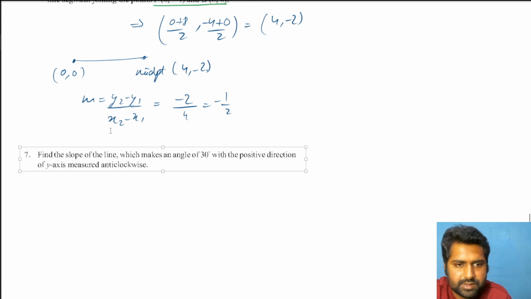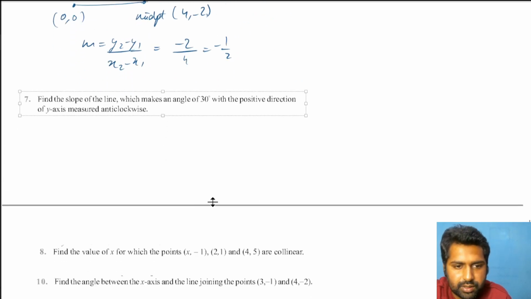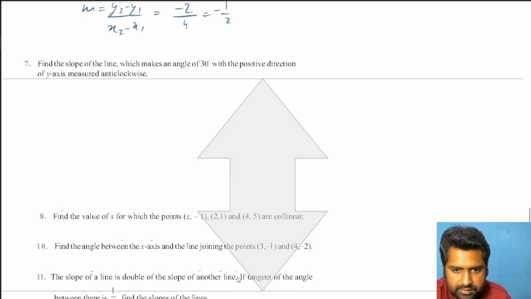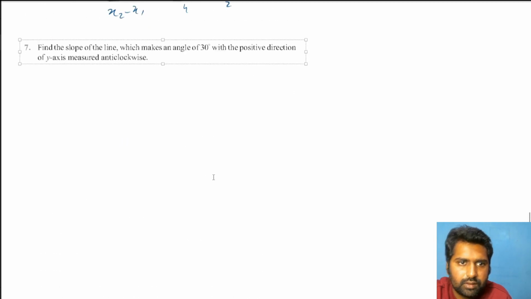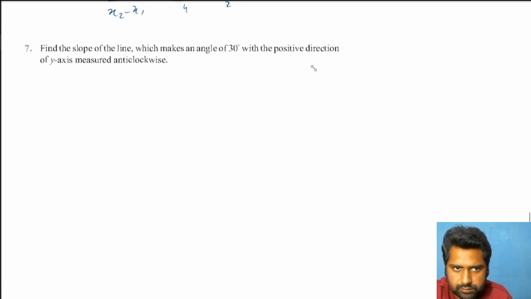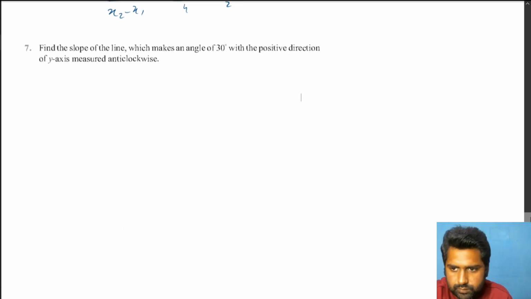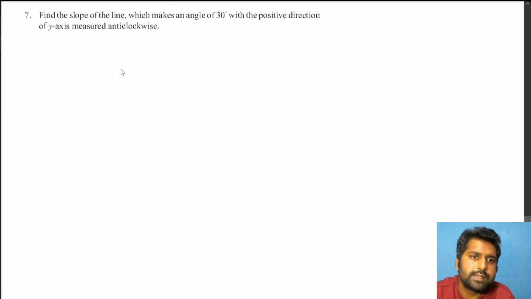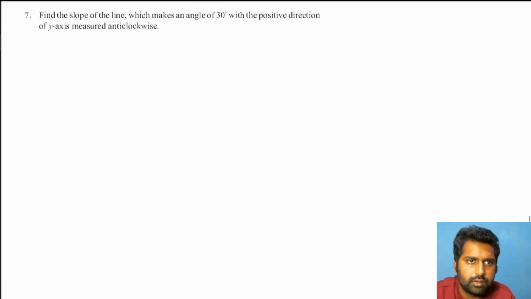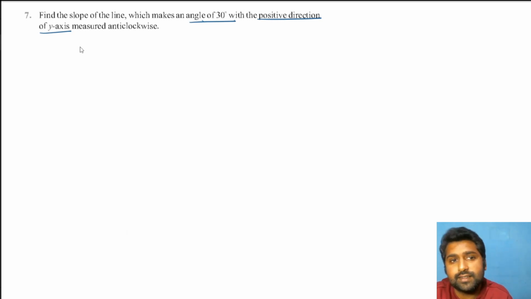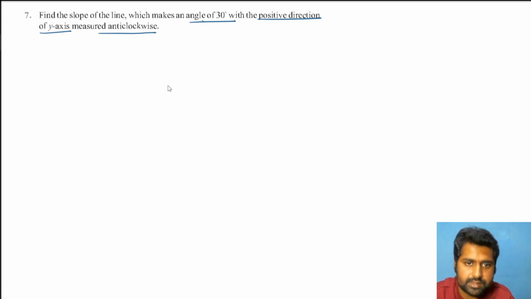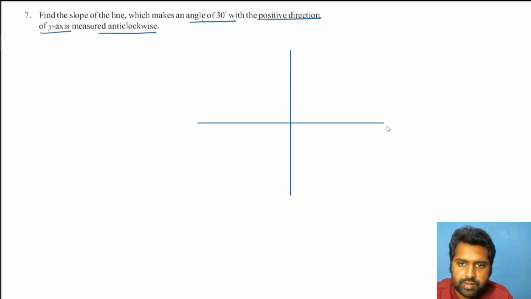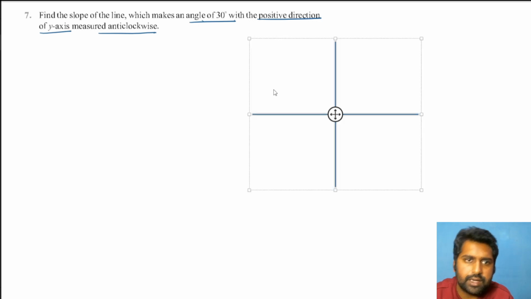Okay, now comes the question that I was talking about, the variation part of it. Let's create some more space. It is saying: find the slope of a line which makes 30 degrees with the positive direction of the y-axis. So instead of x-axis, first of all they have said y-axis, measured anti-clockwise. So for this, always draw the x-axis and y-axis. Okay, and I'll cover the variations of it.